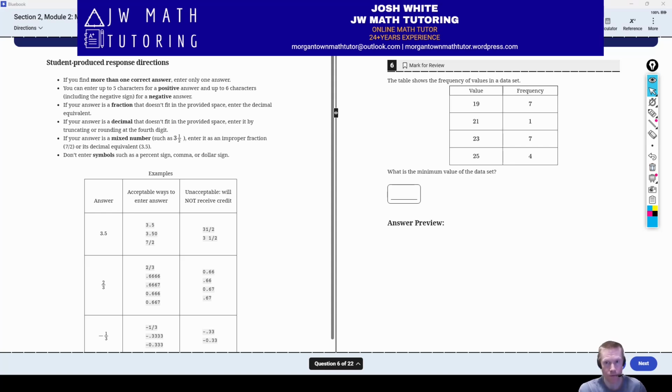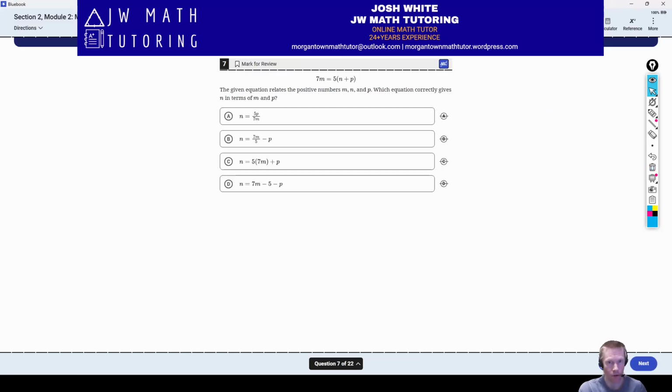All right, next up. This one is a frequency table. However, you don't actually have to calculate anything on this problem because it just wants to know what is the minimum value. So for the values, we're only looking at the first column. The second column, the frequencies, are irrelevant to this question. So there are 4 possible values here. Which one's the minimum? Well, it's just 19. It's the smallest one. And that's it. Nothing else that you need to do.